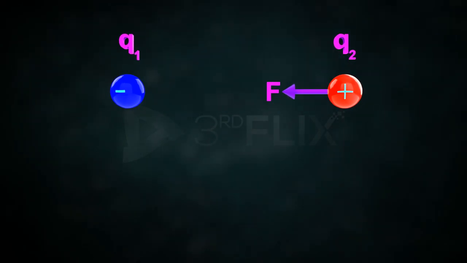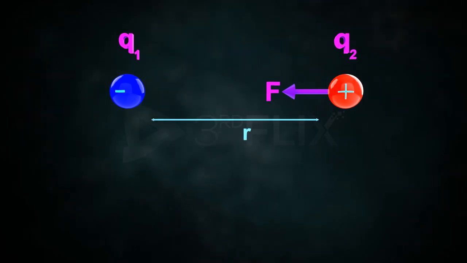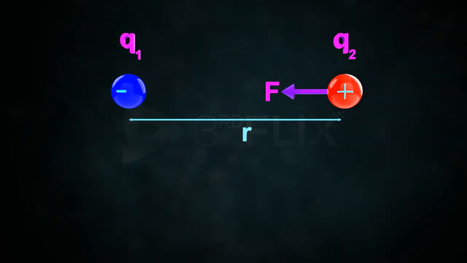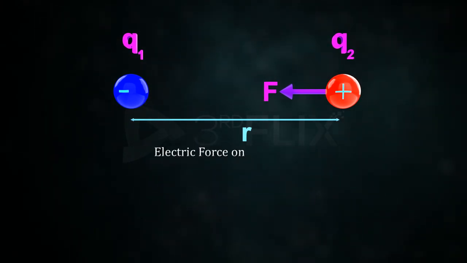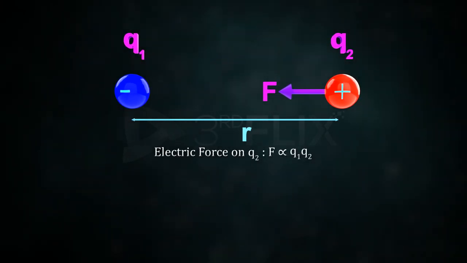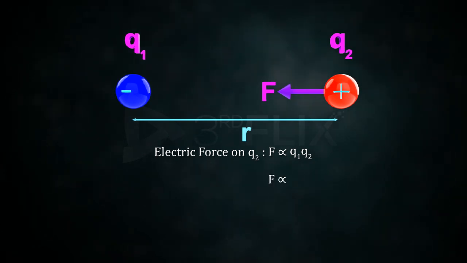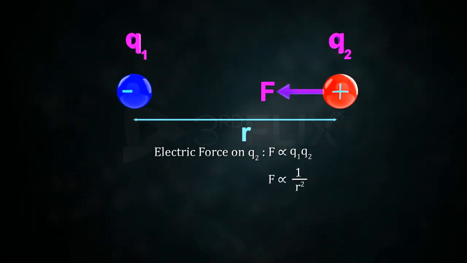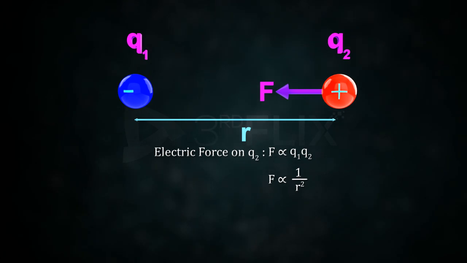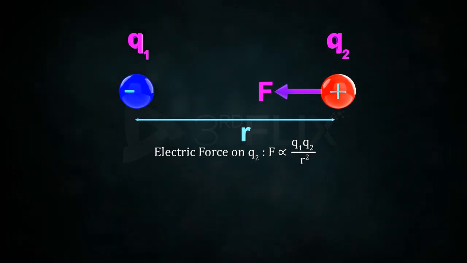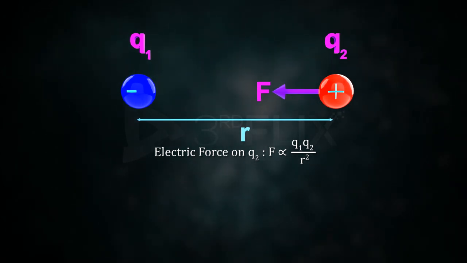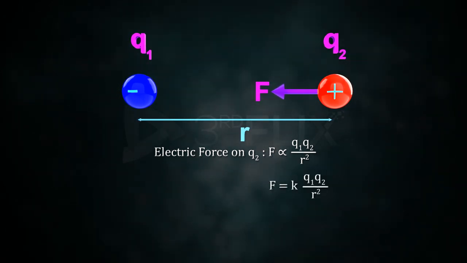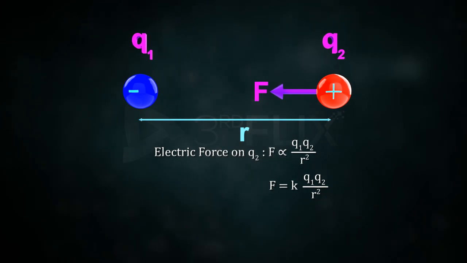Let the two charges, Q1 and Q2, be kept at a distance r in free space. From Coulomb's law, the force on Q2, F, is directly proportional to Q1 into Q2 and it is inversely proportional to r square. On combining the two relations, we get F is directly proportional to Q1 Q2 by r square. By removing the proportionality, we get F is equal to K Q1 Q2 by r square.